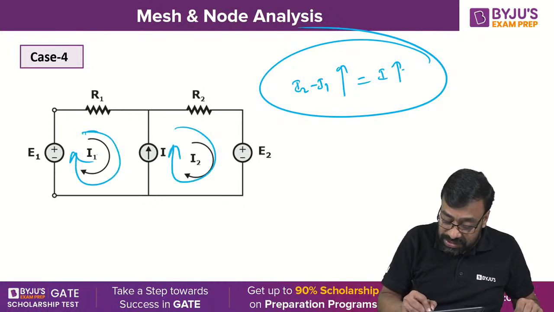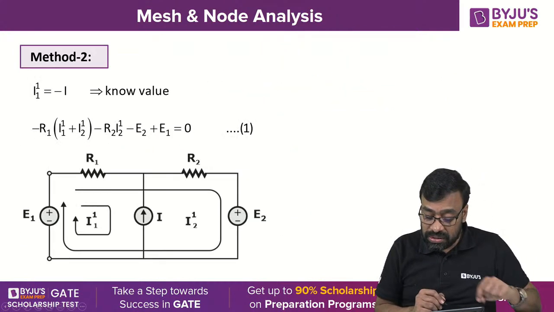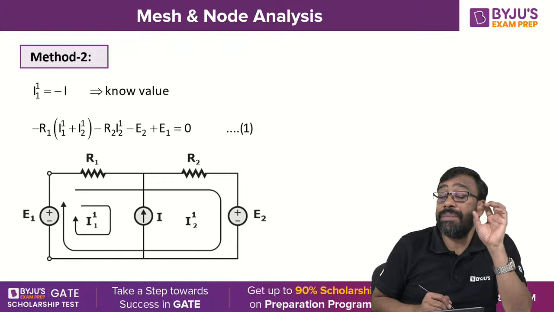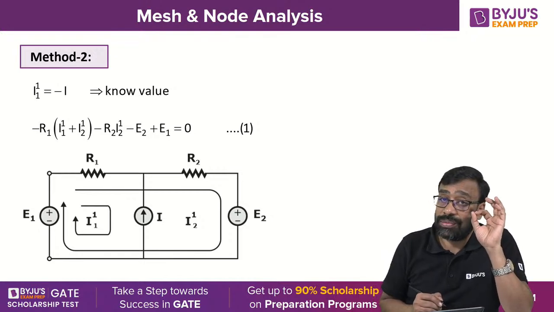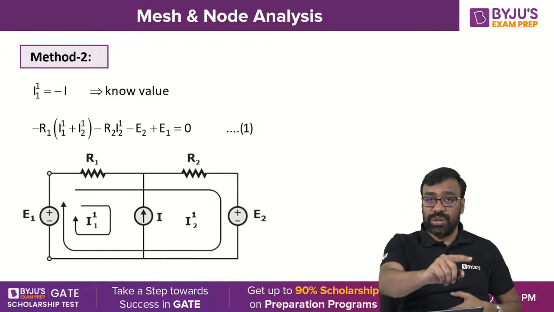What I'm doing is, I'm selecting like this. What is the advantage I'm going to get? Look at this now. This is what I'm selecting, and I'm calling them I1 dash and I2 dash. But finally, my objective is to find I1 and I2. Don't forget that. I'll come back to that again.